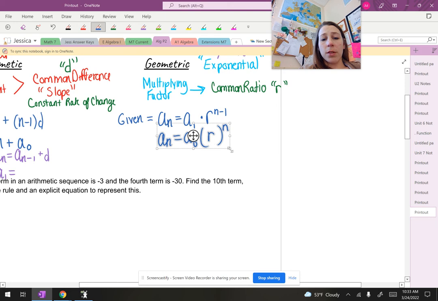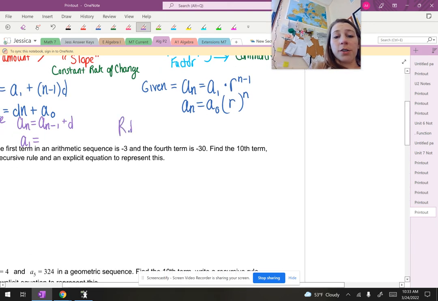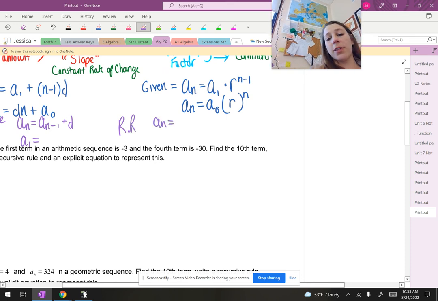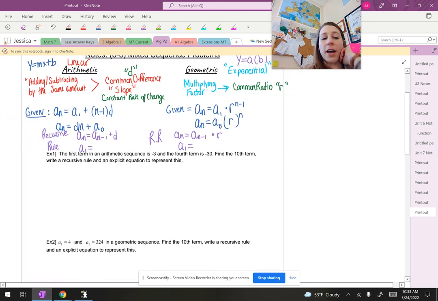Scooch that up a little bit. So your RR, your recursive rule. Again, they all start out with a sub n is equal to a sub n minus 1. This one, since it has the common ratio, is times r. And then again, writing down what that first term is.